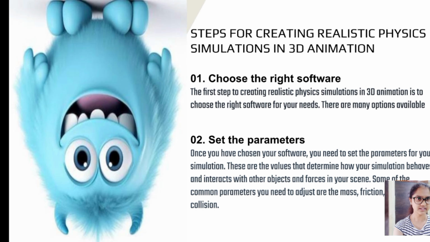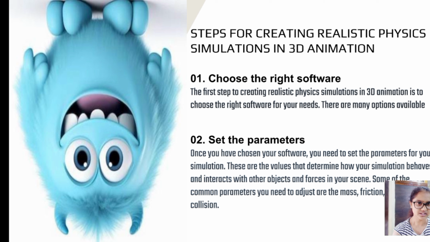Steps for creating realistic physics simulations in 3D animation. 1. Choose the right software. The first step to creating realistic physics simulations in 3D animation is to choose the right software for your needs. There are many options available on the internet.